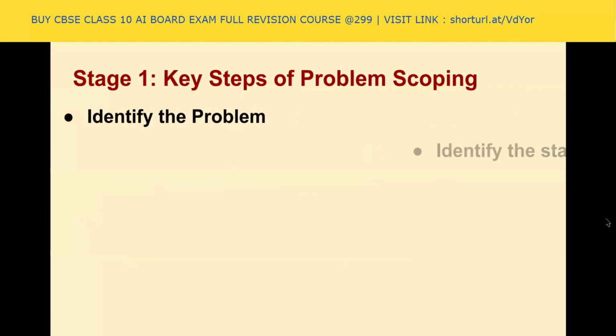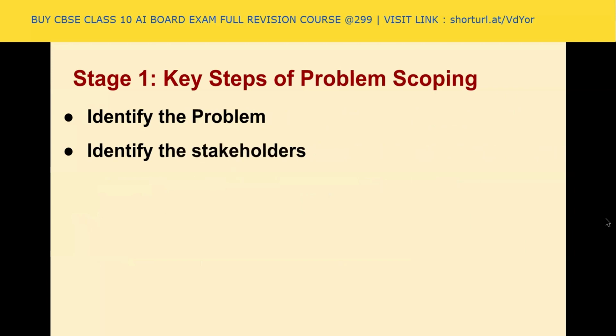Now what are the key steps of problem scoping? We need to identify the problem. We need to identify the stakeholders. Stakeholders are those people who are involved in the solution of the problem, who are interested in the solution of the problem. You are not going to make any AI application which will not be used by anyone. You need to create an AI application which is used by the people. So the people who are interested, those who are developing it, those who want this thing, and for those this AI solution is beneficial, those are the stakeholders.